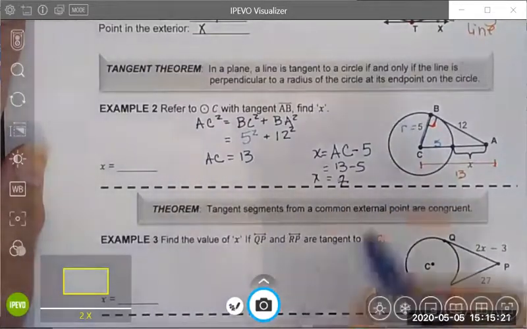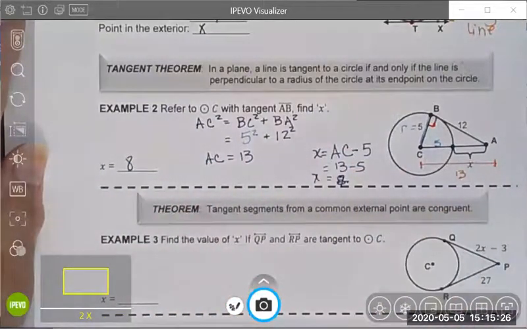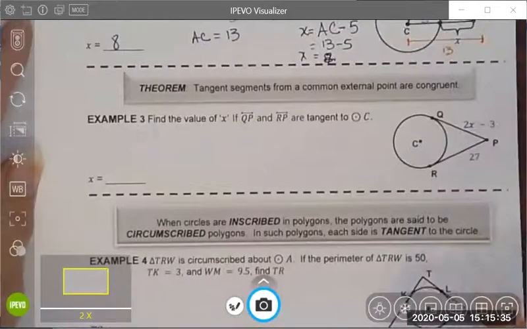Is that 7? That would be 8. X is equal to 8. Ha, I can do math. All right, so we've solved a cool problem there using the tangent theorem. Let's move on and look at another one.